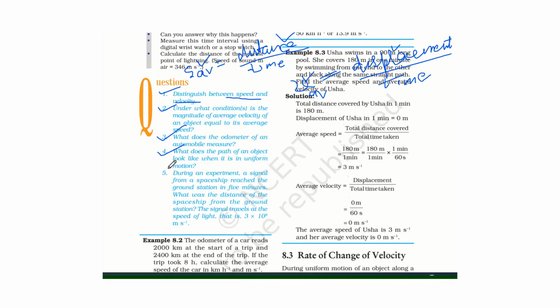Now next question, during an experiment, a signal from a spaceship reached the ground station in 5 minutes. What was the distance of the spaceship from the ground station? The signal traveled at the speed of light, that is 3 into 10 to the power 8 meter per second. So this is your speed, and this is your time. So we know that distance is equal to speed into time.